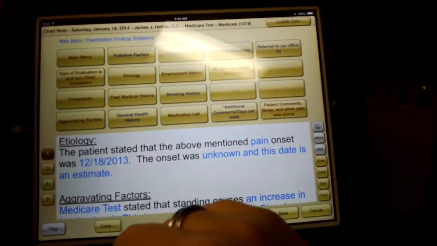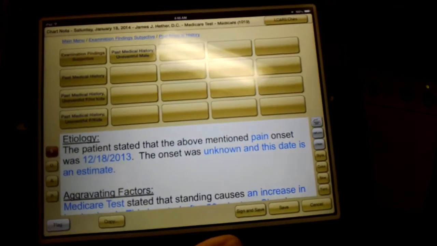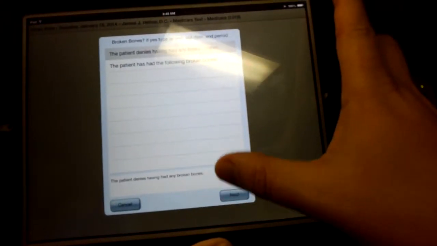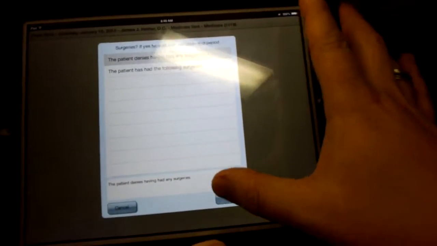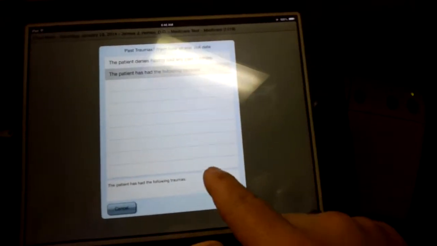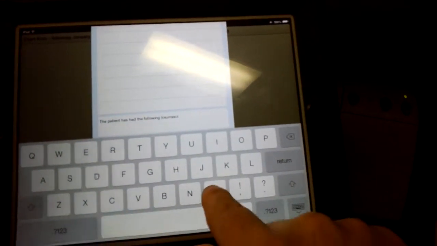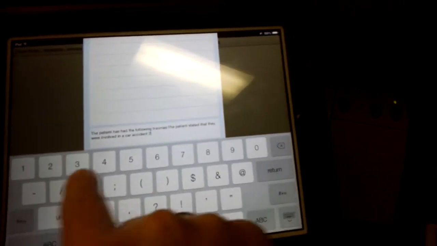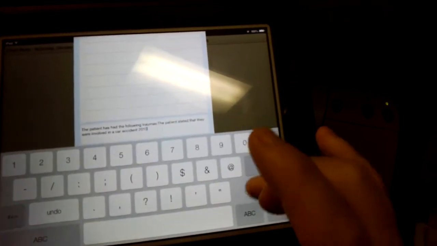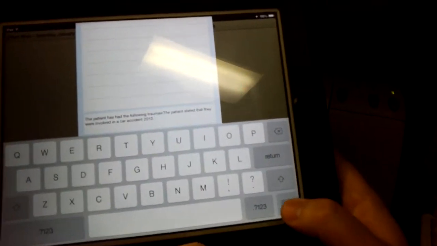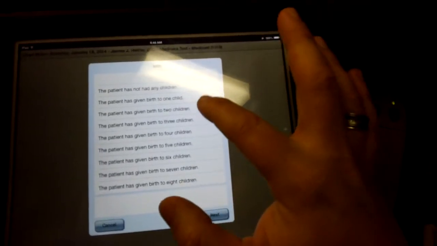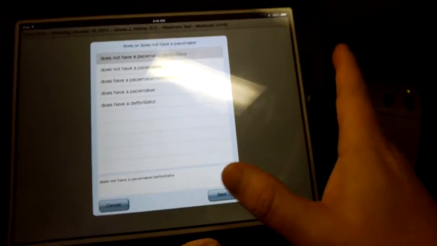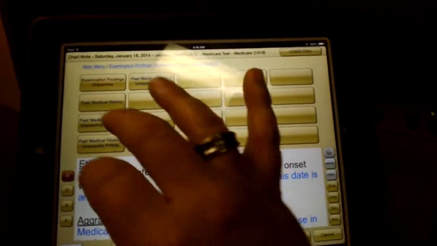From there, we're going to go under past medical history. And under here, we're going to say that this person has had no broken bones and no surgeries. We could list any traumas. Let me go ahead and put down Z, MVA. The patient stated they were involved in a motor vehicle accident in 2010. And if we wanted to add any descriptive things regarding whiplash, we can. We can say that this person has given birth to 2 children and that they do not have a pacemaker or a defibrillator. Just gets that question out of the way.